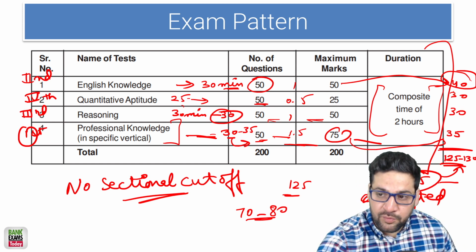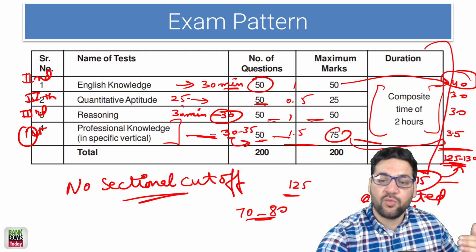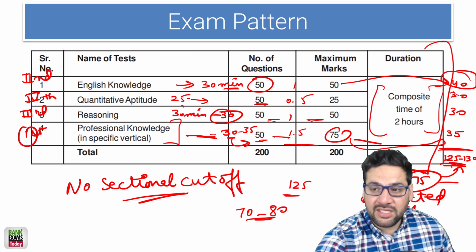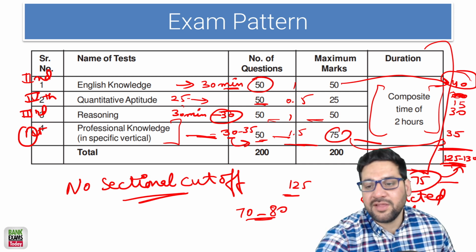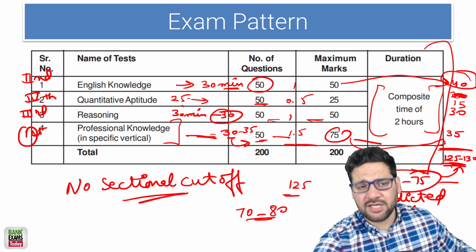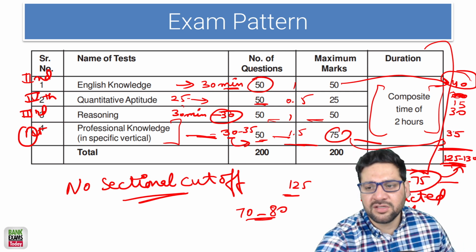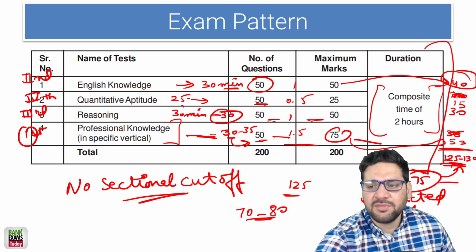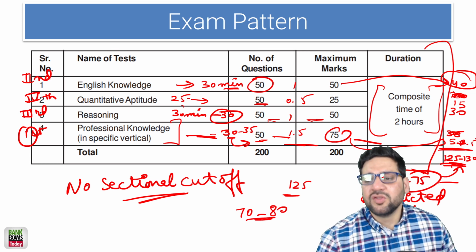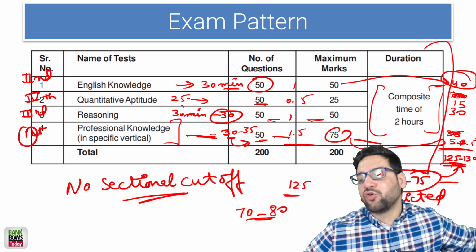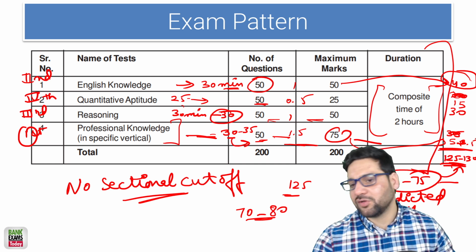This is the ideal attempt, but what is the ideal score here? 30 questions here means 15 marks. 35 questions here, 30 questions here means 45 marks, so let's say 50 to 53 marks, 52.5 or something. So that should be the ideal score. If you want to see the ideal score, that is the ideal score.